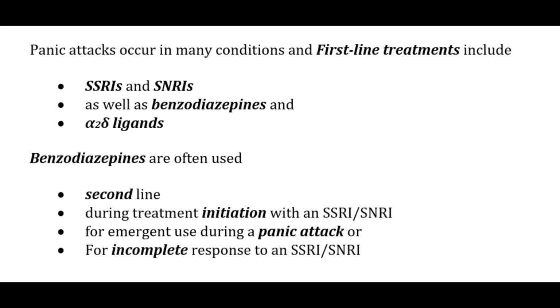Panic disorder. Panic attacks occur in many conditions, and first-line treatments include SSRIs, SNRIs, as well as benzodiazepines and alpha-2 ligands. And as previously discussed, benzodiazepines are often used during treatment initiation, for emergent use during acute attack, and for incomplete response. Second-line treatments include antidepressants such as the TCAs, mirtazapine, and trazodone, which can be helpful in some cases and are occasionally used as augmenting agents to SSRIs or SNRIs.